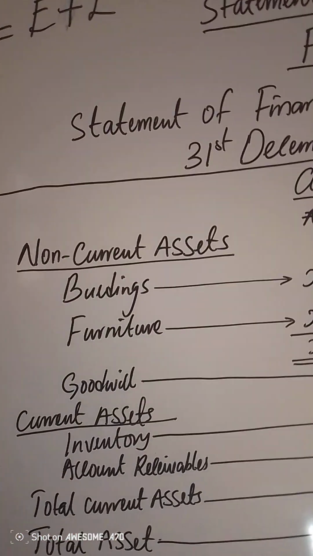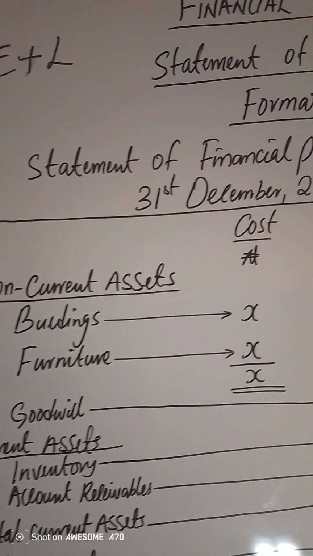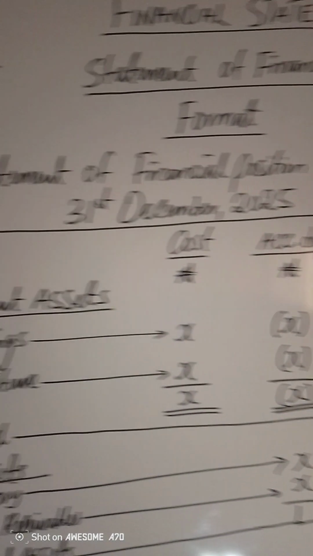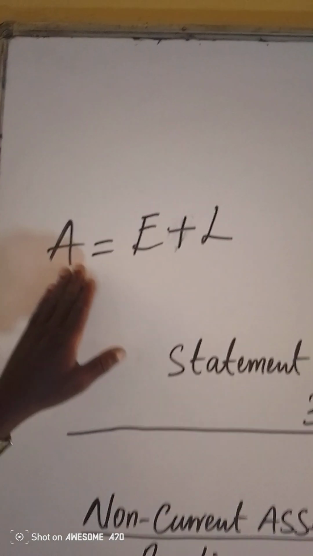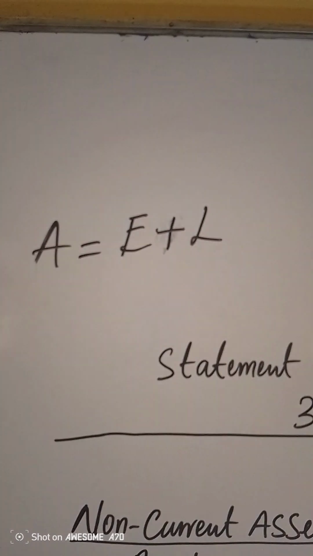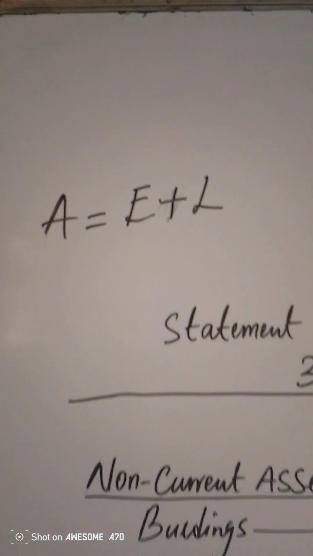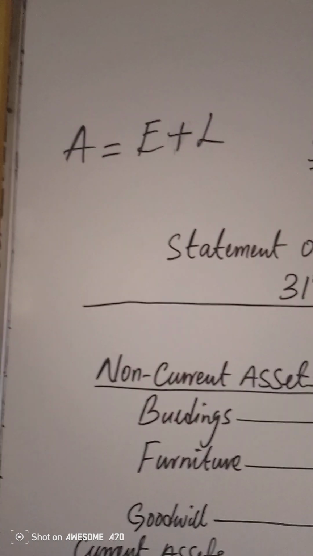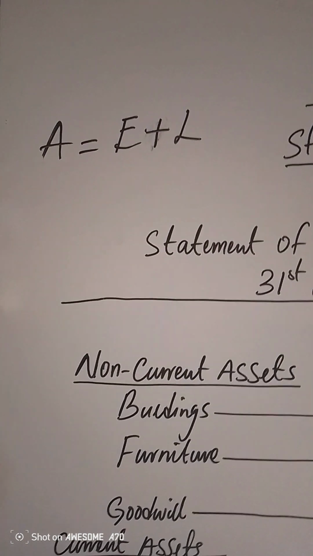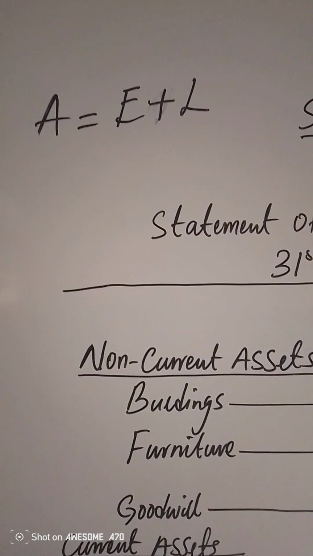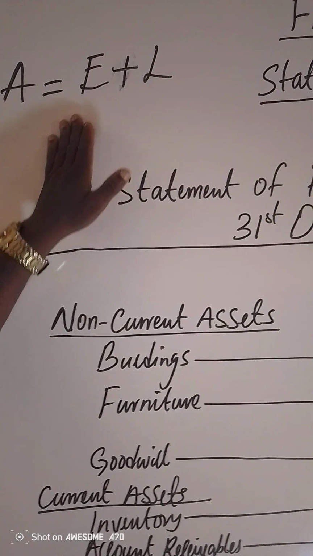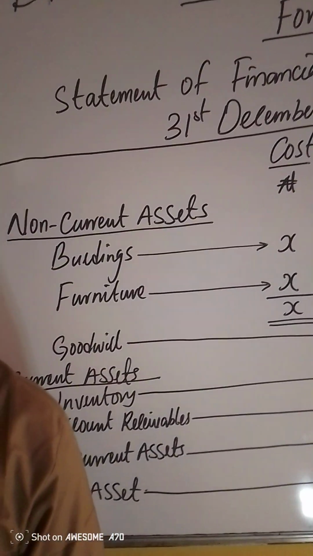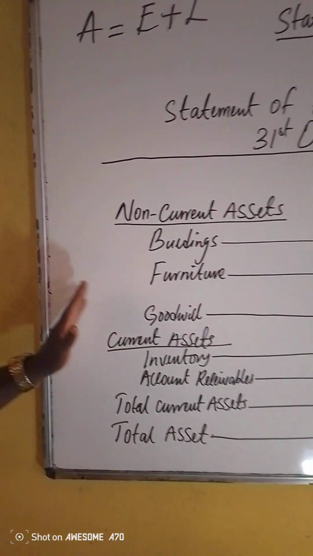So, these items are presented strictly based on what is called the accounting equation. The accounting equation is assets equals equity, which we refer to as capital, plus liabilities. Based on the format, you first look at your assets, which is what we call the total assets, made up of the non-current and the current assets. Then you look at the equity, and then you add liabilities, and the two sides must be what? Equal.